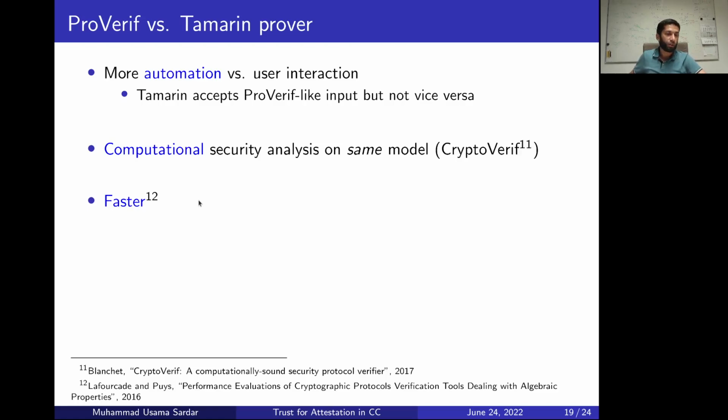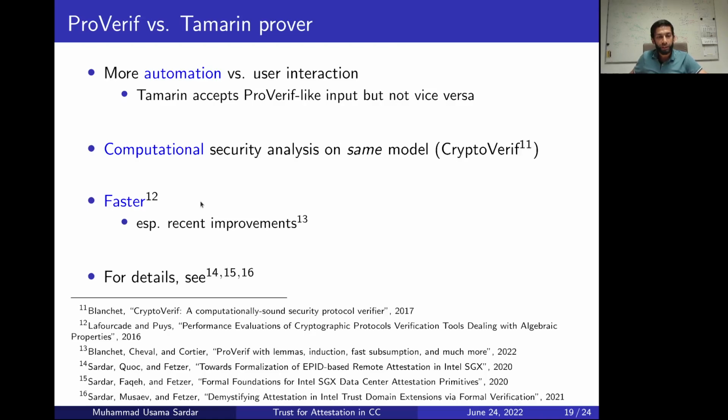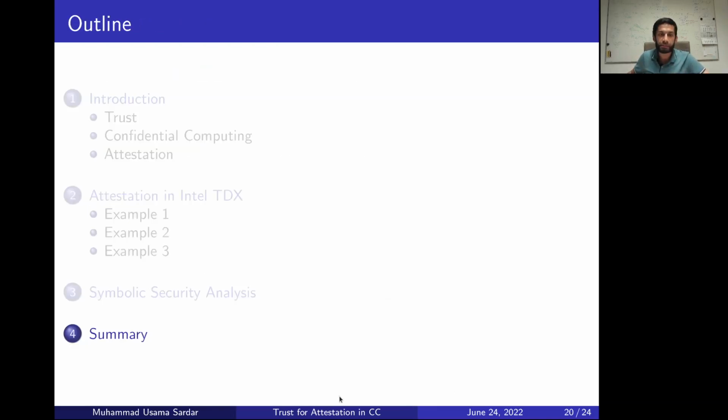And one of the most important factors is that ProVerif is much faster compared to Tamarin Prover. This is especially important because of the recent improvements that were presented at S&P a couple of weeks ago. For details, please see our papers, namely the APIT-based attestation process in SGX, the DCAP process, as well as the Intel TDX process. This last one is the most detailed one, in which we describe all details of TDX.